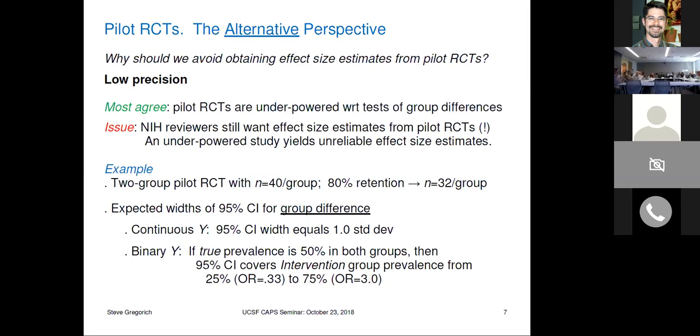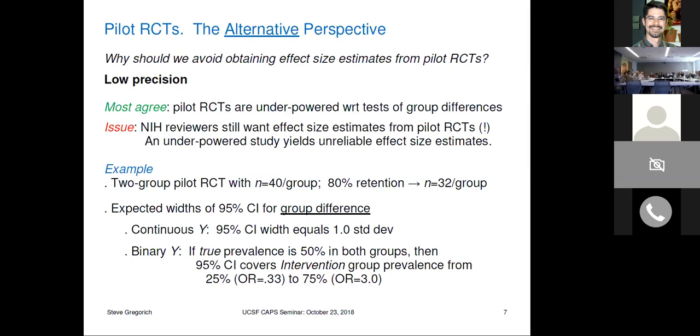So here's an example. Say you have a 2-group pilot RCT, 40 per group, 80% retention, and you end up with N of 32 per group at the end of the day. Your expected width of the 95% confidence interval for a group difference, treatment versus control, for a continuous outcome, is 1 standard deviation. That's larger than a large effect size. That's huge. With a binary Y, say if the true prevalence is 50% in both groups, then the 95% CI covers intervention group prevalence estimates from 25% to 75%. So you're talking about a span of huge odds ratios.